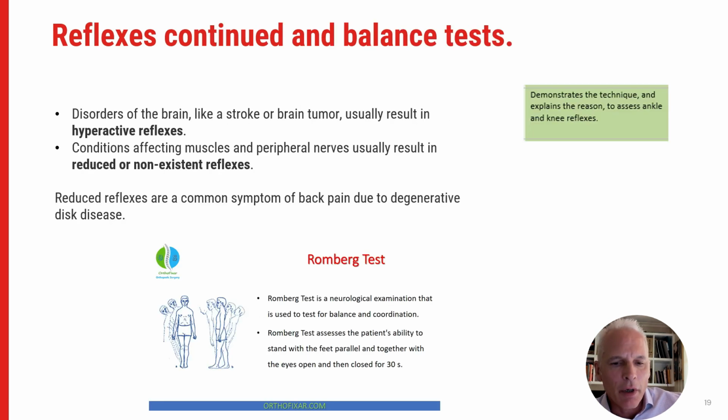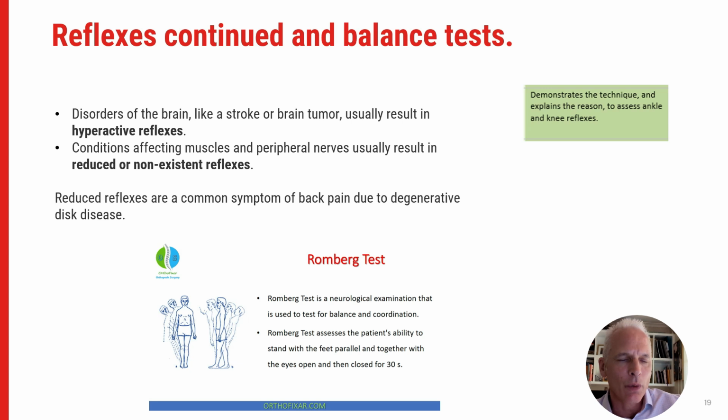So just to continue on from reflexes and in regards to balance testing, we need to be able to demonstrate the technique and explain the reason for doing the reflexes and to assess ankle and knee reflexes. So you can no doubt assess ankle and knee reflexes by doing practical testing on each other. The reason we're doing this is really to detect whether someone's actually lost a reflex.